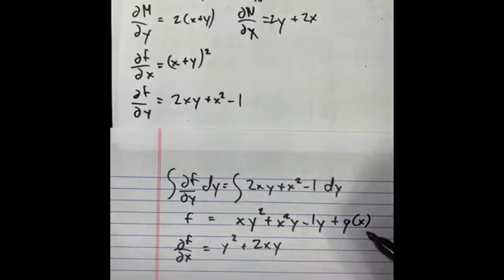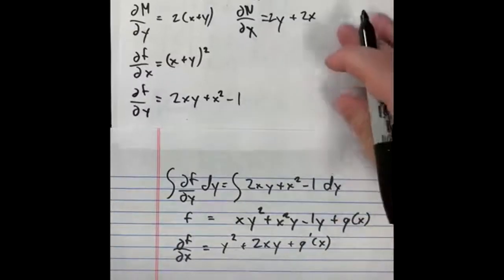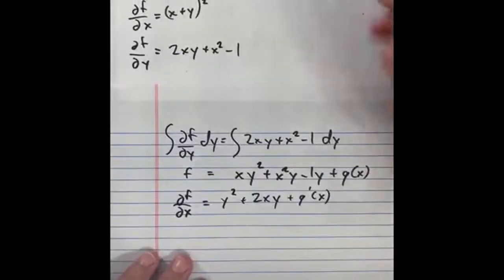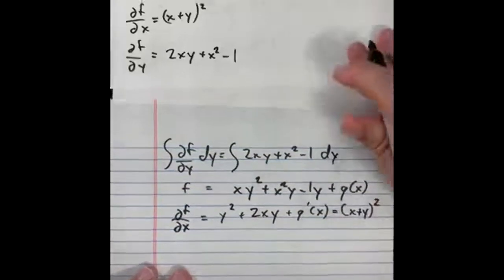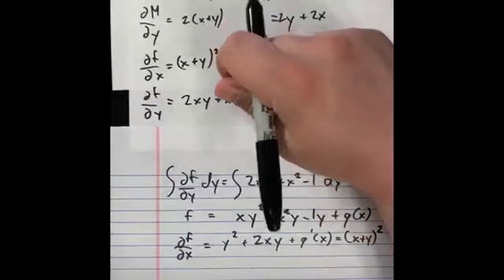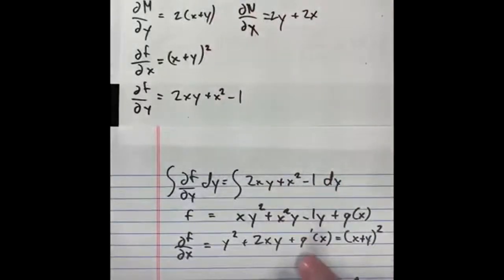The negative y will go away because y is treated like a constant. And then g of x gives us g prime of x. And we know that whole thing should be equal to x plus y squared, based on our other equation right here. So we now solve for g, and then we'll have our full solution for f.